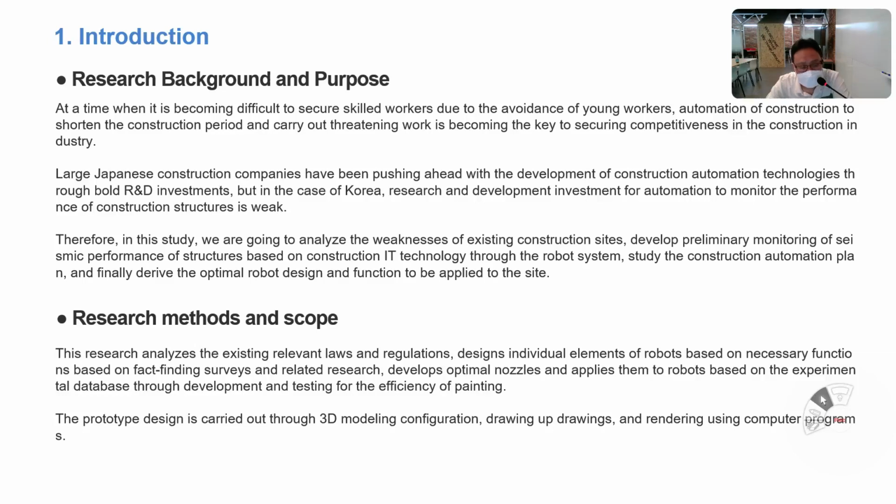Research method and scope. This research analyzes relevant laws and regulations, designs individual elements of the robot based on necessary functions, and is based on tests, surveys, and related research. Development of optimal rules, applied to the robot based on the experiment database for development and testing for the efficiency of painting. The proper robot design is carried out through a 3D module with modeling configuration, drawing and rendering using a computer program.